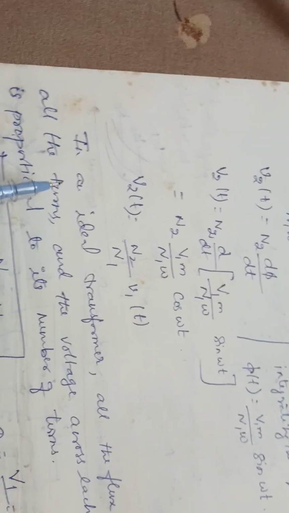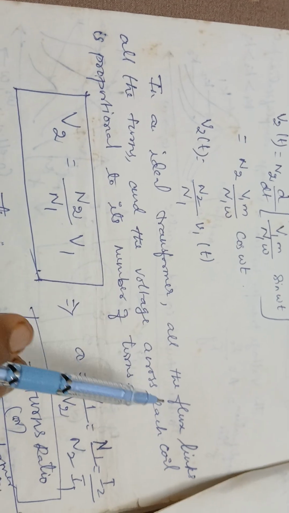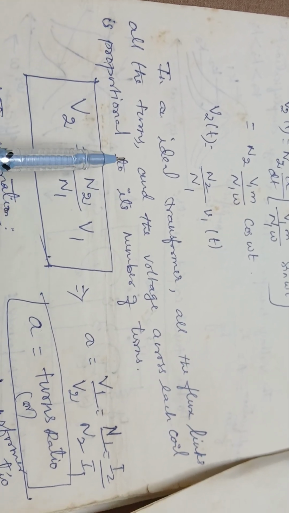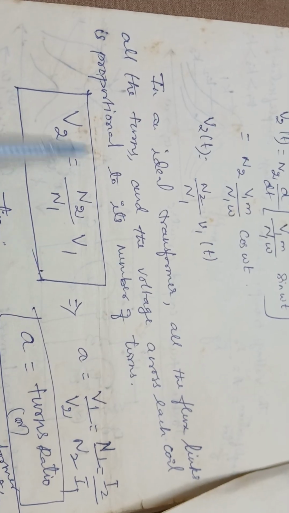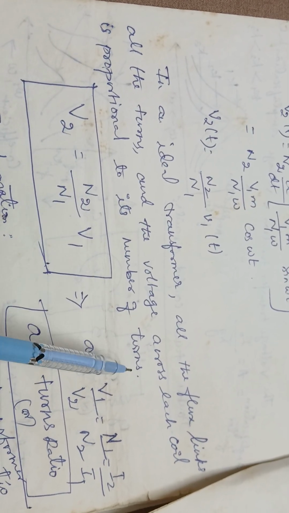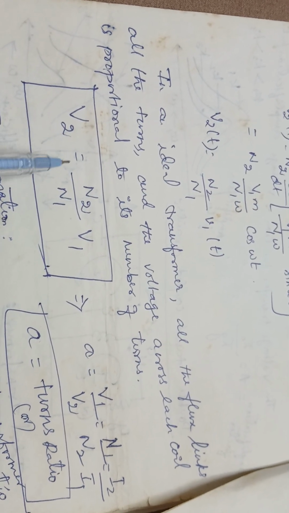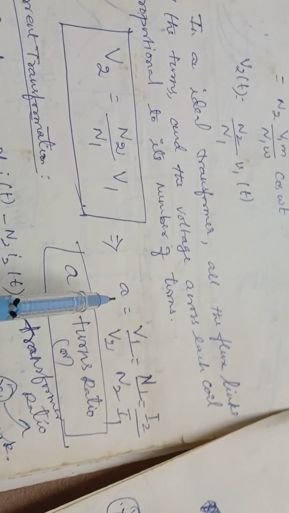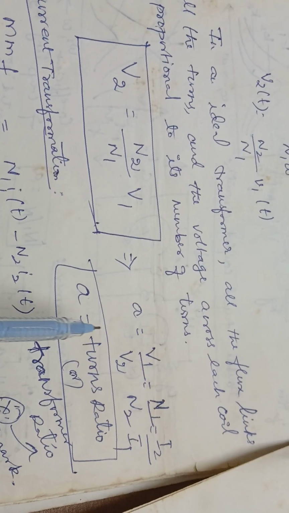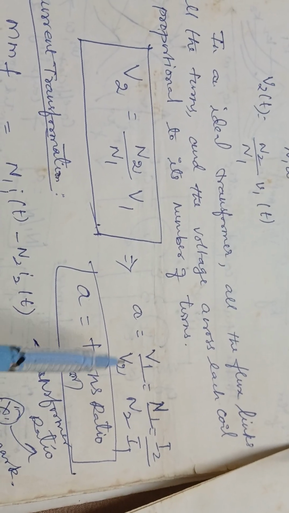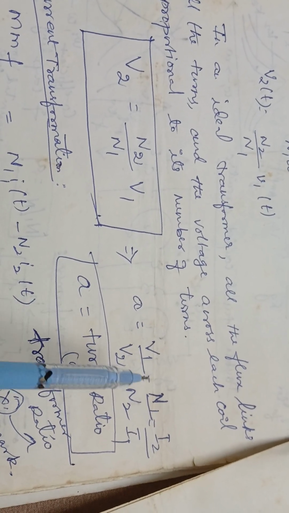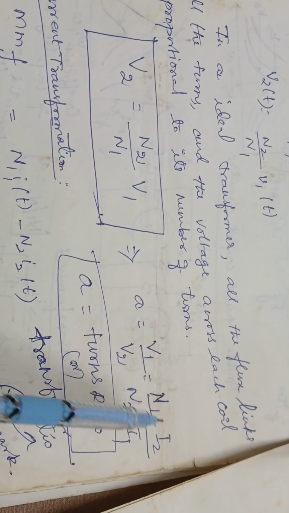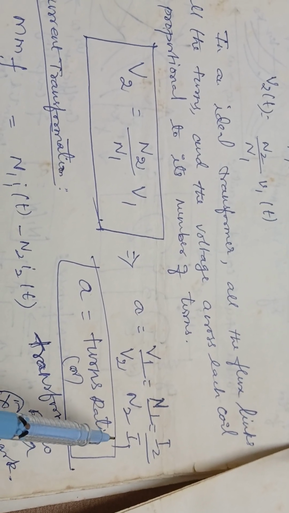Now in an ideal transformer, all the flux links all the turns, and the voltage across each coil is proportional to its number of turns. So V2 is equal to N2 by N1 into V1. What is this turns ratio or transformer ratio? The transformer ratio is V1 by V2, equal to N1 by N2, equal to I2 by I1.